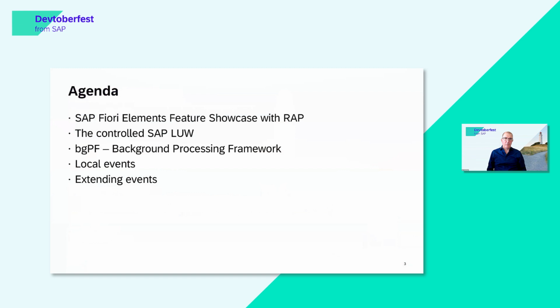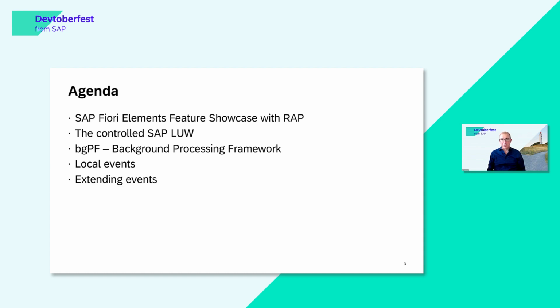So what will I talk about? First, I will show you the SAP Fiori Elements Feature Showcase app that has been built with RAP. There is a new version out now with the release 2308. So that's for the beginning, to show what features can now be built using backend annotations.